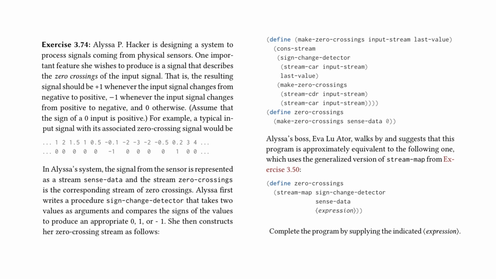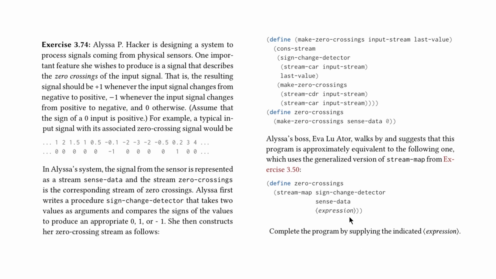Alyssa's boss, Eva Lu Ator, walks by and suggests that the program is approximately equivalent to the following one, which uses the generalized version of stream map from exercise 3.50. So we're calling stream map to define zero crossings, passing it the sign change detector, sense data, and then a subsequent expression. And the exercise finishes by saying, complete the program by supplying the indicated expression.